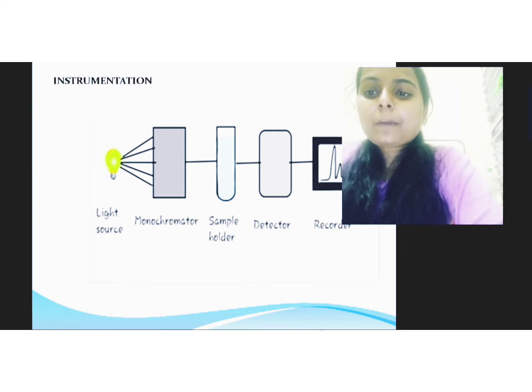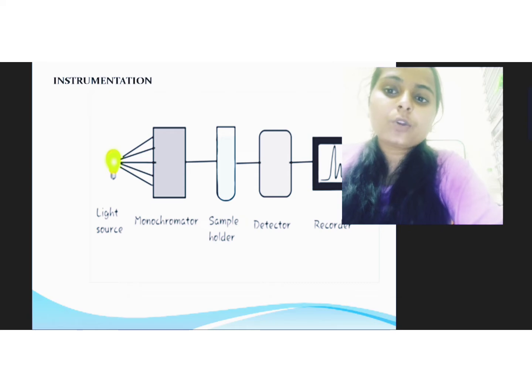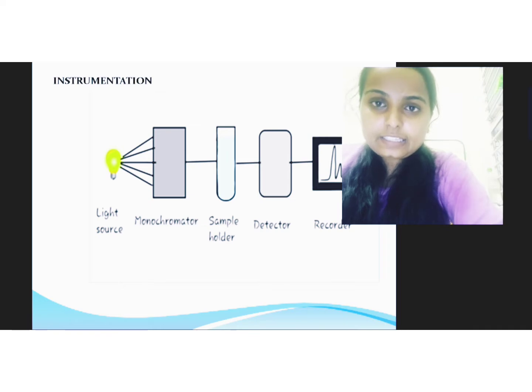The basic requirement for this is a light source. When we pass a polychromatic radiation through the monochromator, it will convert the polychromatic radiation into a monochromatic radiation. That is, only a single wavelength can be passed to the sample holder. The sample is contained in the sample holder, then it will be sent to the detector, and the detector will detect it and then send it to the recorder. It will be in the form of an electrical signal, like a graph.